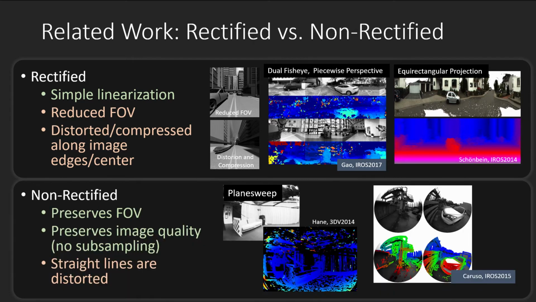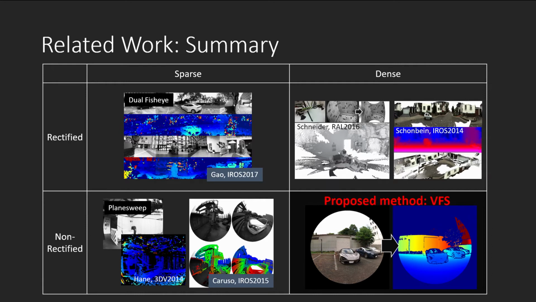On the other hand, non-rectified methods work directly on the distorted fisheye images. Without rectification, the wide field of view is preserved. It also prevents subsampling of the images, which can degrade their quality. Hein in 2014 and Caruso in 2015 proposed depth estimation methods that can handle the distortion of fisheye images without rectification. This table generalizes existing work into these categories.